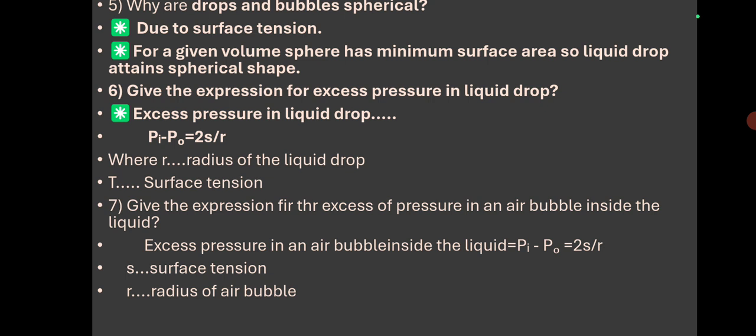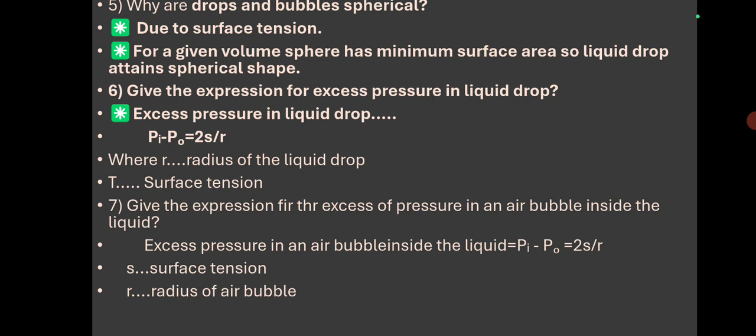Why are drops and bubbles spherical? This is due to surface tension. What is surface tension? The perpendicular force acting on the surface of water. So this force acts as the water drop comes from a certain height towards the ground. These surface tension forces act on the drop and make that drop's area minimum. And all minimum area surfaces will have spherical shape.